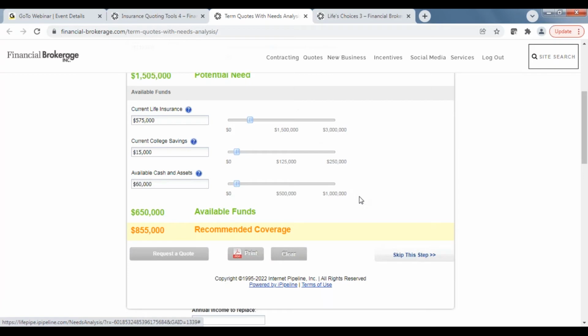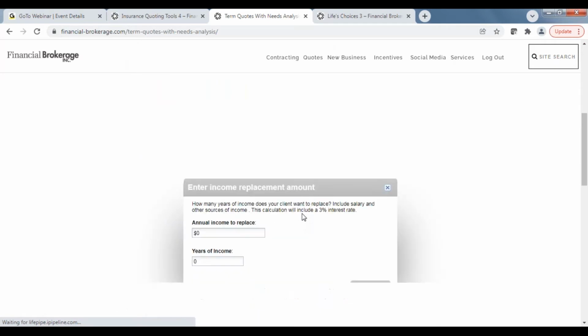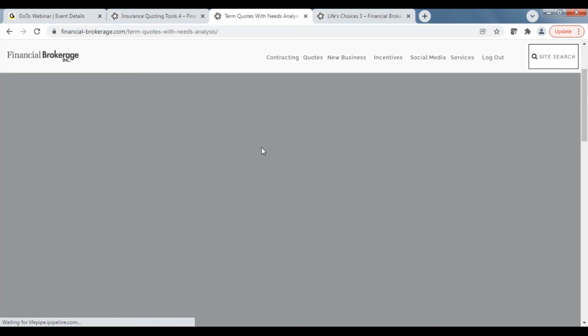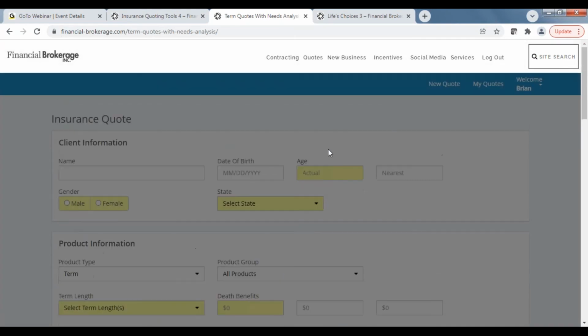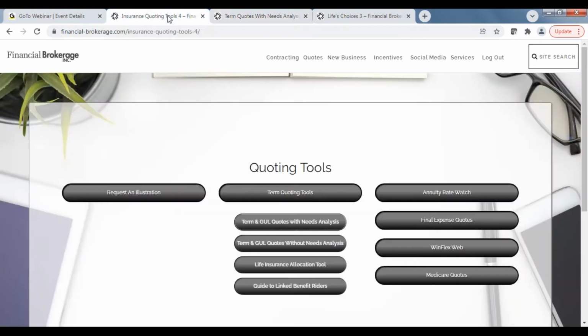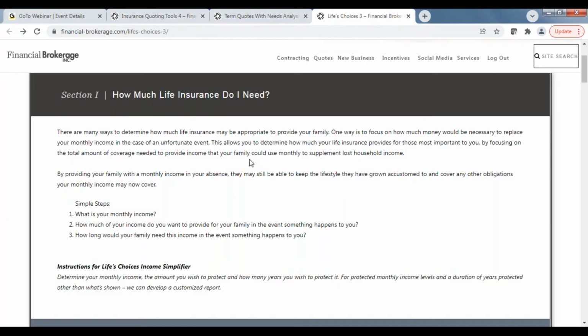This system will go directly into the quoting engine. If you go to request a quote, it will bring you back to the quoting engine that we saw in the first two webinars in this series. So again, we've got a couple of needs analyses on our website. You could just look at income replacement or look at the fixed needs as well, and then walk the client through the other sections of this.